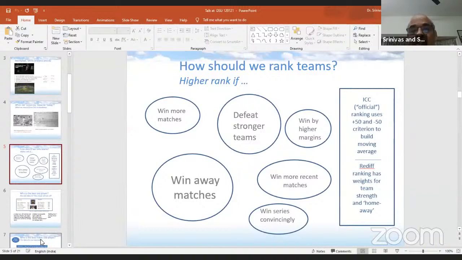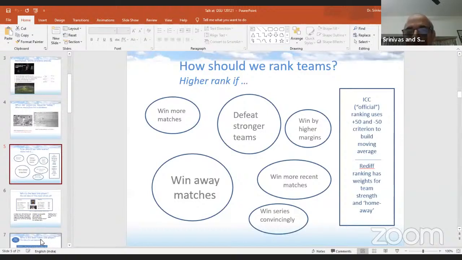Let's call Australia over to Bangalore. Bangalore has got a pretty good pitch. Let's call them over to, say, Feroz Shah Kotla in Delhi. I don't think any Australian team can defeat us. That was the next point, actually. So a win is a win, but if you defeat stronger teams, it's much better.